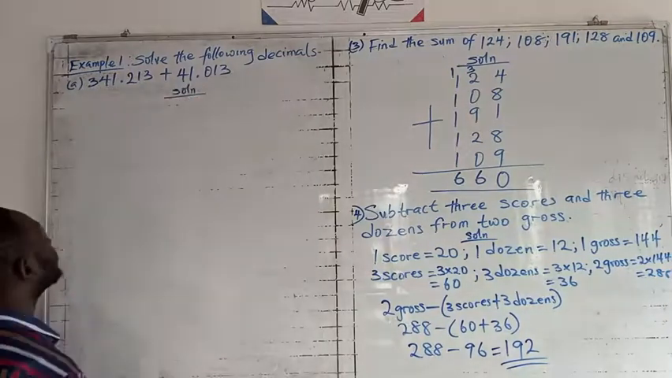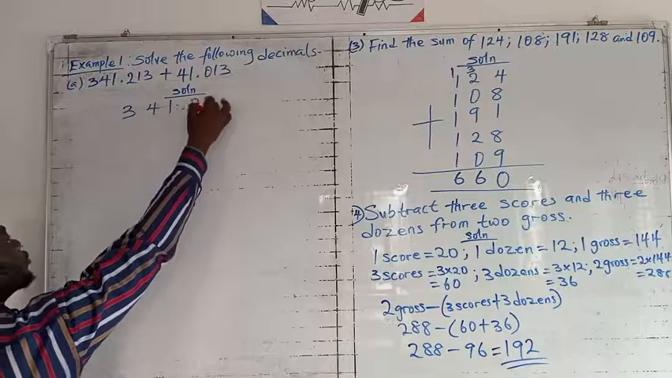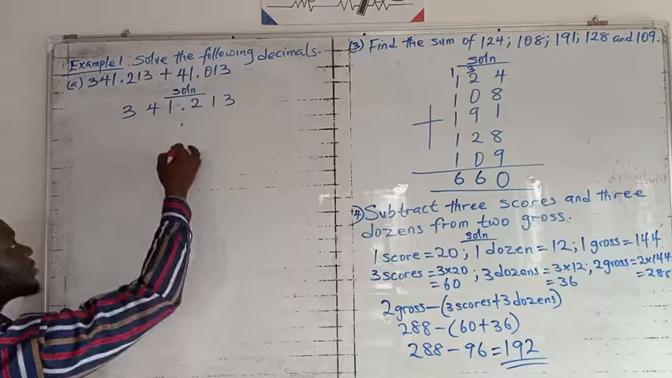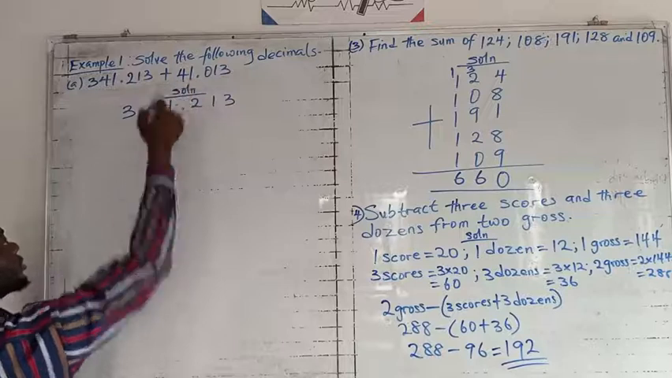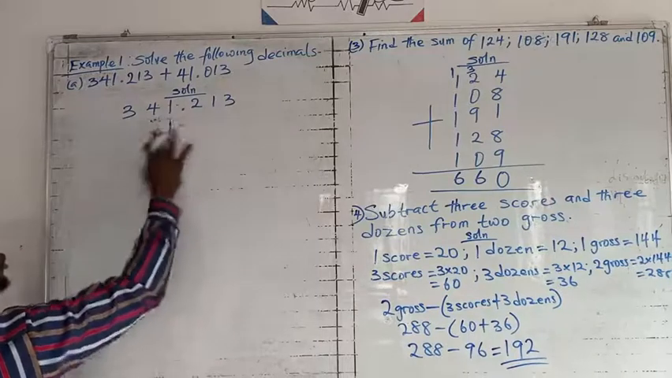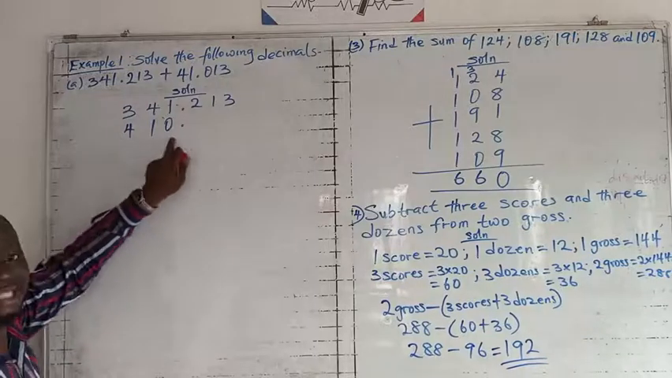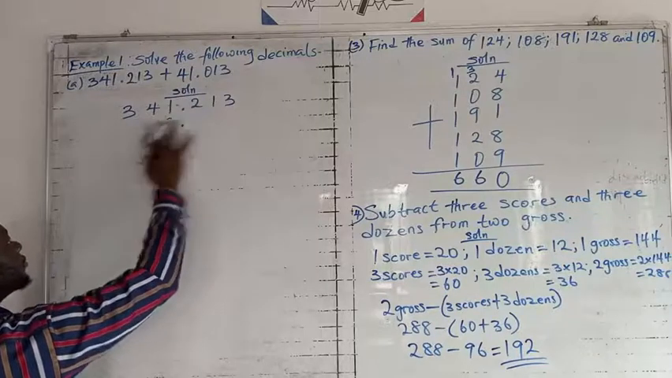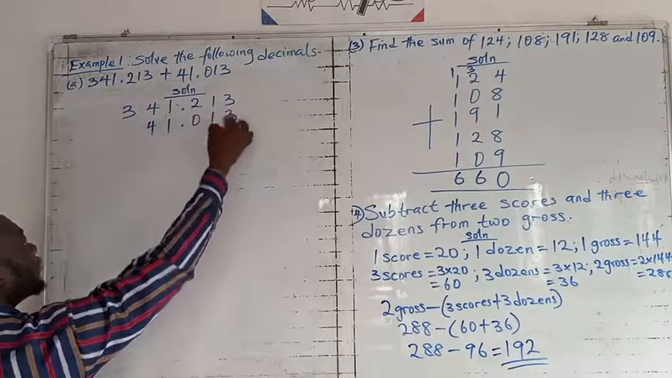Solution. Here I have 341.213. Remember, the points must be under themselves. Now, this is units, tens, hundreds. So what comes under 1? 4 under 4. Please don't put your 4 here and 1 here, then put 0 here. No, this becomes 410, no more 41. So remember your place value. Then here I have 0, 1, 3.